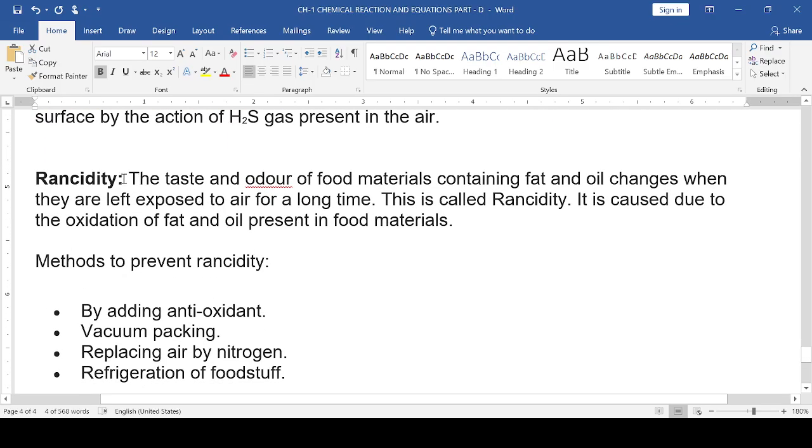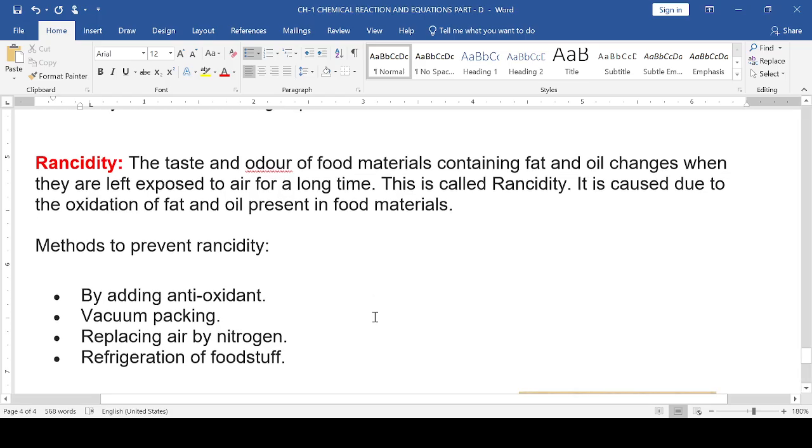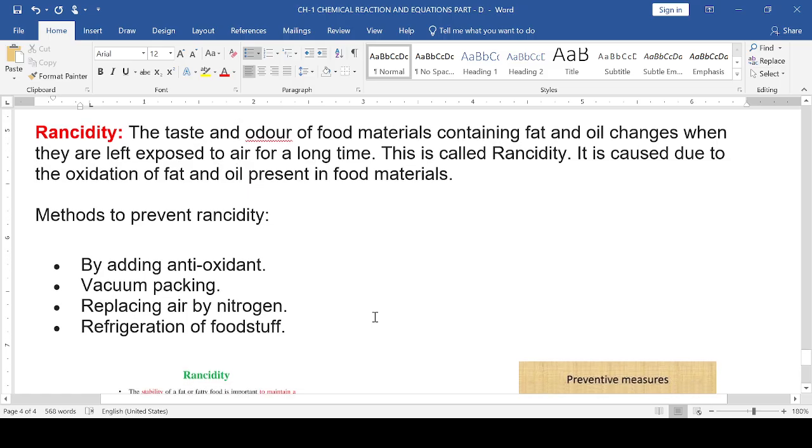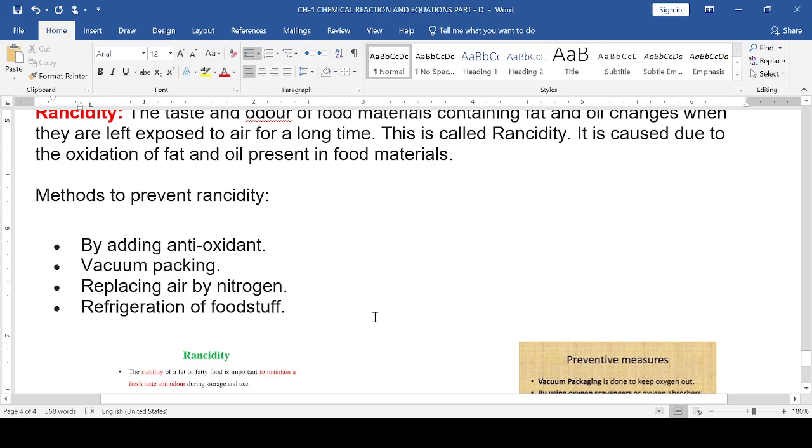Rancidity. So what is rancidity here? The taste of food materials containing fat and oil changes when they are left exposed to air for a long time. When food materials which contain fats and oils are exposed to air for a long time, the taste and the odor of the food will change. So this is called rancidity. Why does it occur? It occurs due to the oxidation of fats and oils present in food materials.